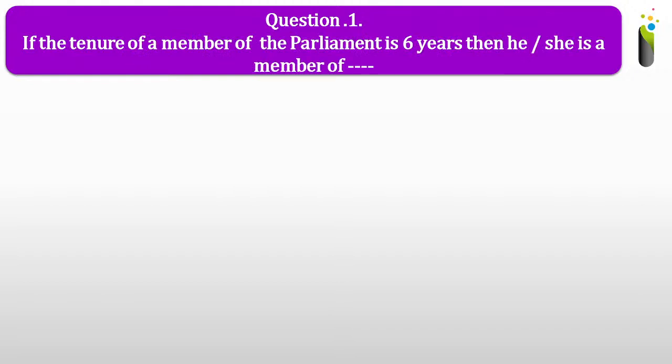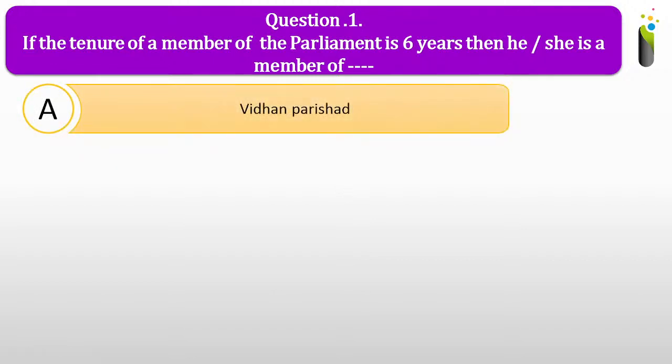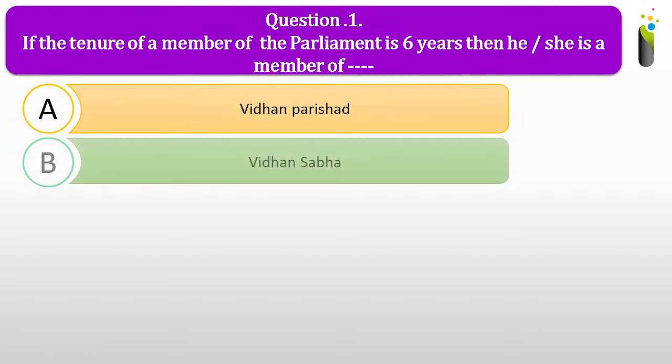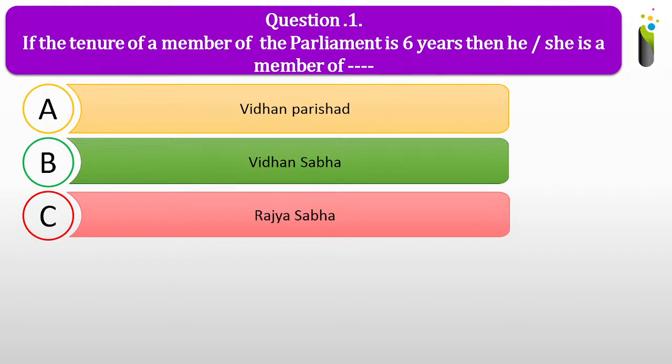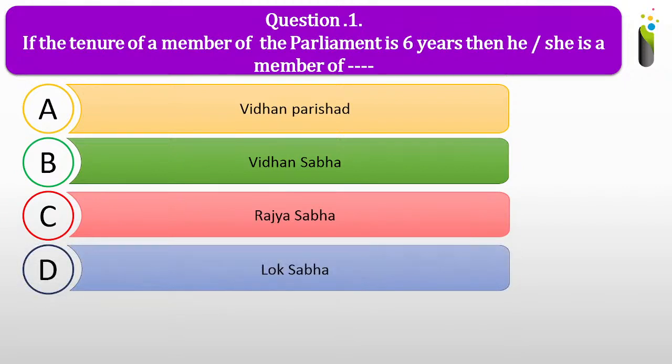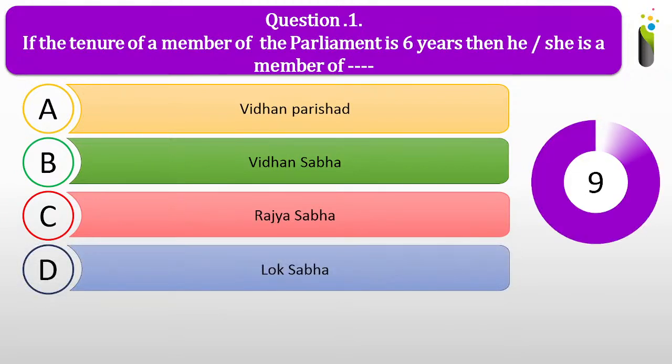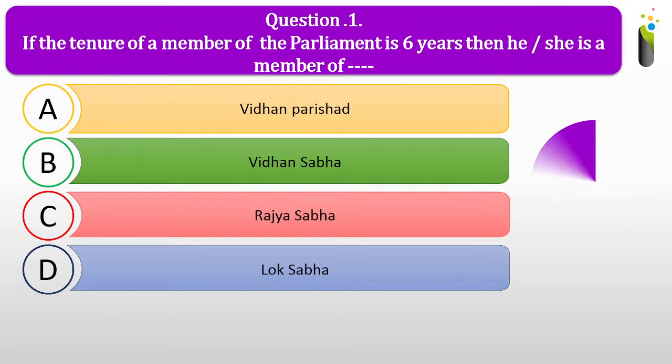So question number one: if the tenure of a member of the parliament is 6 years, then he or she is a member of dash. A. Vidhan Parishad, B. Vidhan Sabha, C. Rajya Sabha, D. Lok Sabha. So if the tenure of a member of the parliament is 6 years, then he or she is a member of dash.